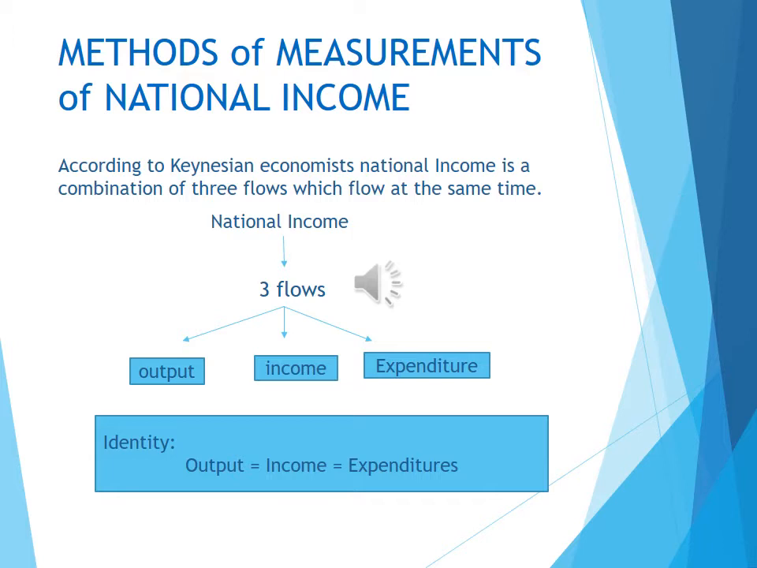So we may say that national income is the combination of three flows, and the interesting point is that these three streams flow at the same time in the economy. National income may flow in the form of the aggregate output of goods and services, and it may flow in the form of the total income earned by all factors of production, land, labor, capital and entrepreneurship, in the form of rent, wages, interest and profit.